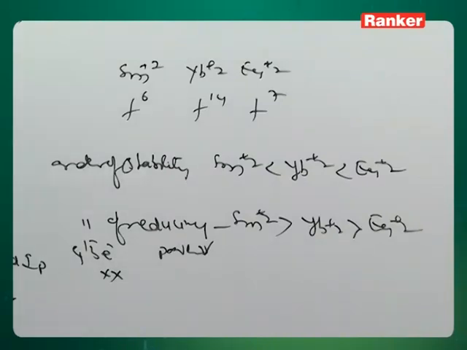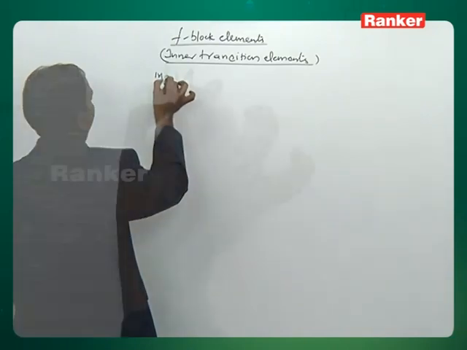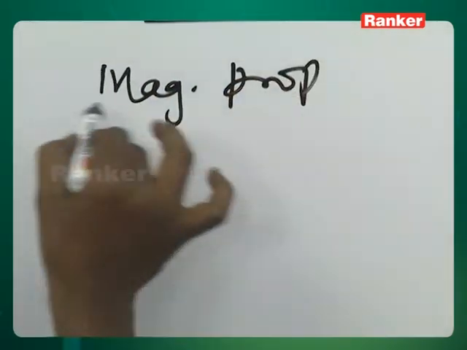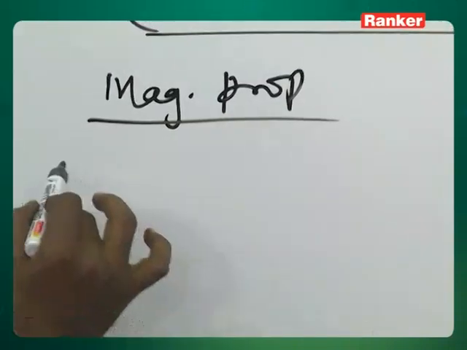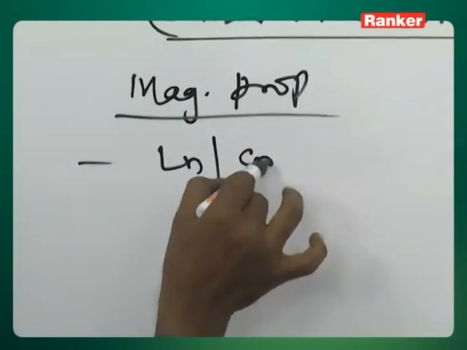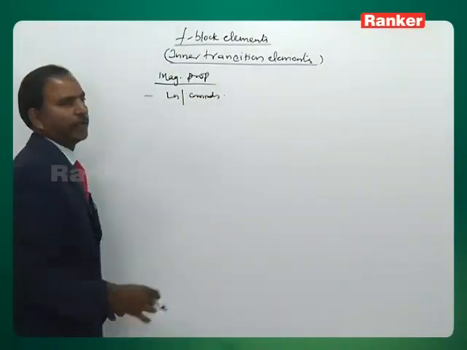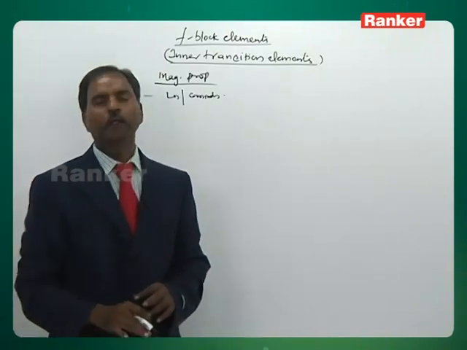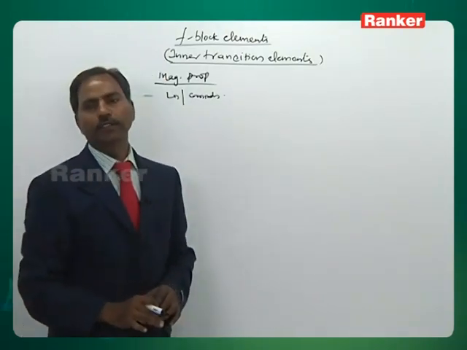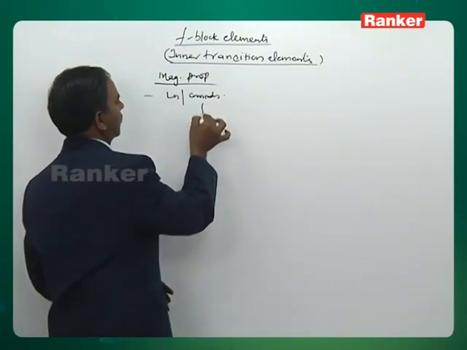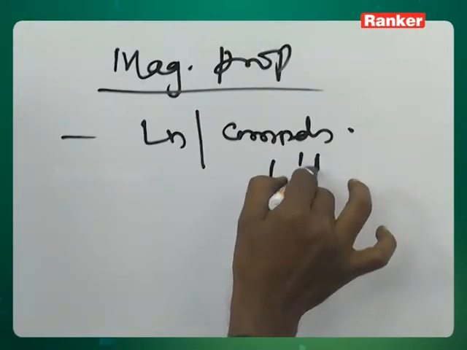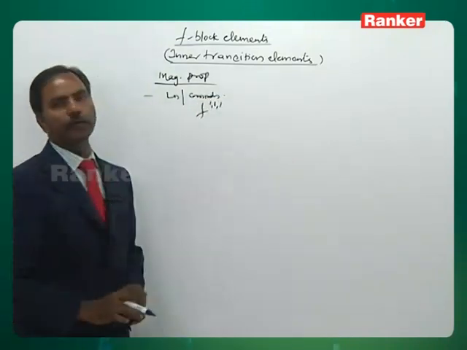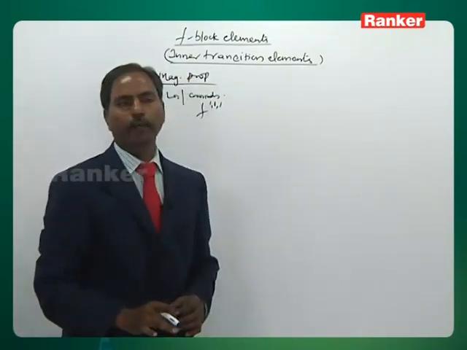Next, let us have a discussion about magnetic properties of lanthanides. See, most of the lanthanides, their compounds you take, most of the lanthanides and their compounds exhibit paramagnetic property. Why do they exhibit paramagnetic property? Because of the presence of unpaired electrons in f orbital. Unpaired electrons in f orbital exhibit paramagnetic property.